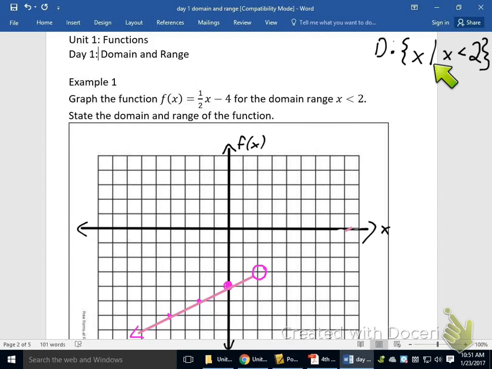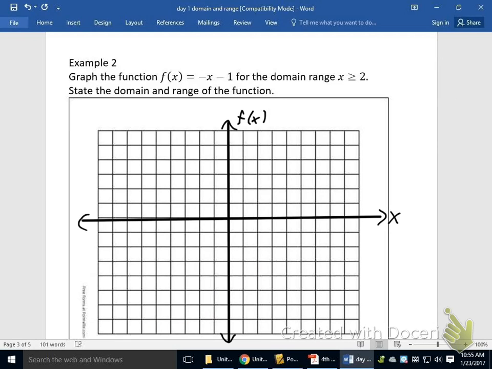Now we're going to state our range, our f of x values that this thing can be. Looking at this axis, the f of x values don't exist everywhere along this axis. It starts at negative 3 and then goes down from there, is where it exists. So it's going to be anything less than negative 3. It's not equal to negative 3 due to this being an open circle. So f of x, given that f of x is less than negative 3. And there's my domain and range for this function.